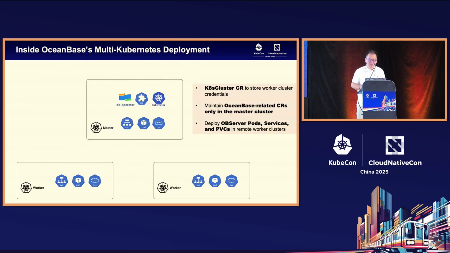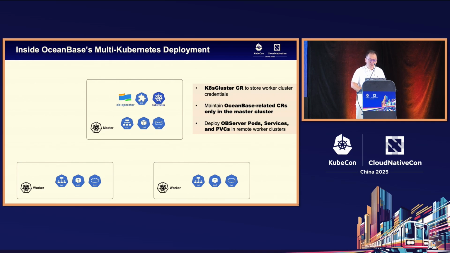When deploying OceanBase across multiple Kubernetes clusters, a natural approach is to place each OB zone into a different cluster. But here is the key. We don't need to define OB zone or OB cluster resources in every cluster. Instead, we define and manage all the custom resources in the master cluster. This is where the OB operator runs. The other clusters, called worker clusters, only run the OceanBase workloads without needing any OceanBase-specific CRD.